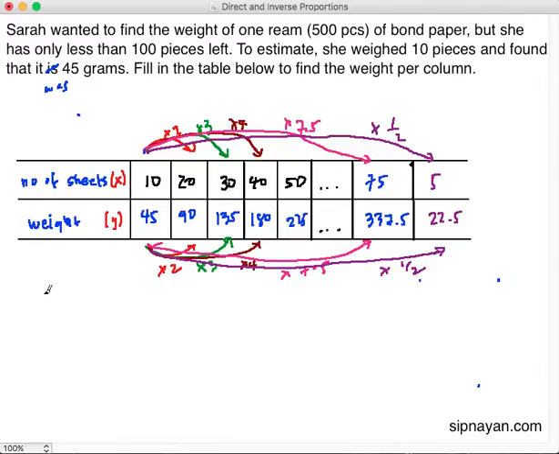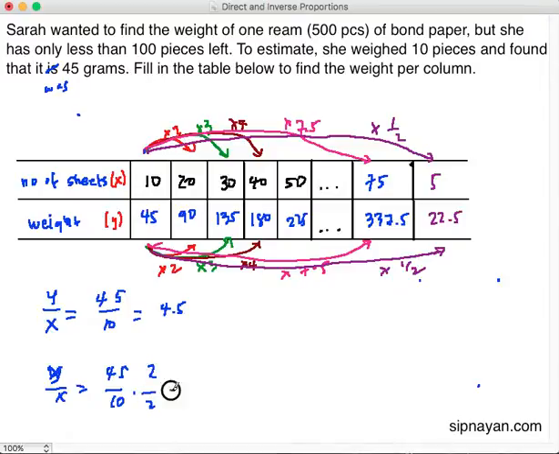For example, ano ba relationship ng y over x? Pag dinivide natin, 45 over 10, that is 4.5, di ba? O 4 and 1/2. Siyempre, pag dinoble mo yan, magiging 90. So, y over x pa rin: 45 over 10 times 2. Nag-times 2 ka dito, nag-times 2 ka rin dito. Mawawala din yan. Actually, multiply mo na siya sa 1. So, still 4.5.